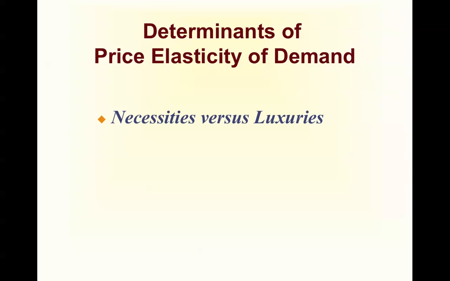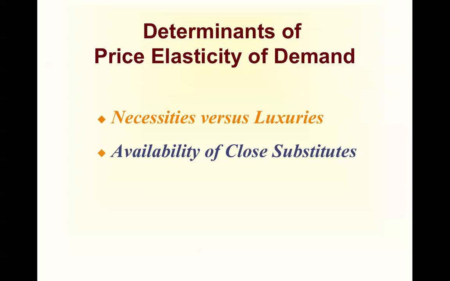And there are some major determinants, one being necessities versus luxuries. This is what makes it either elastic or inelastic. If it's a necessity, it's going to be inelastic, a need; luxury, elastic, a want. Next, availability of close substitutes. If there are a lot of substitutes, then it's going to be a want. You don't necessarily need it. Very few substitutes is going to be a need.